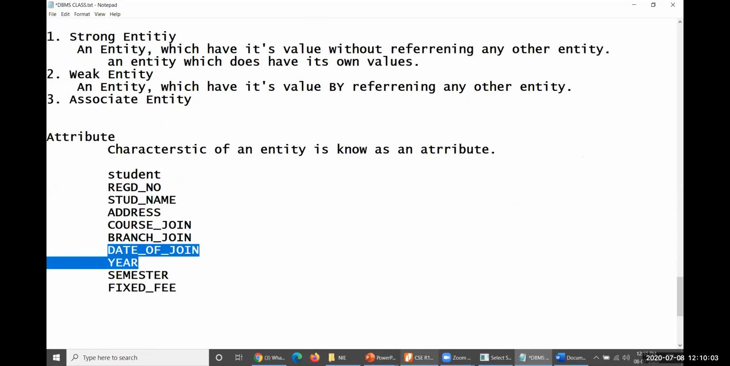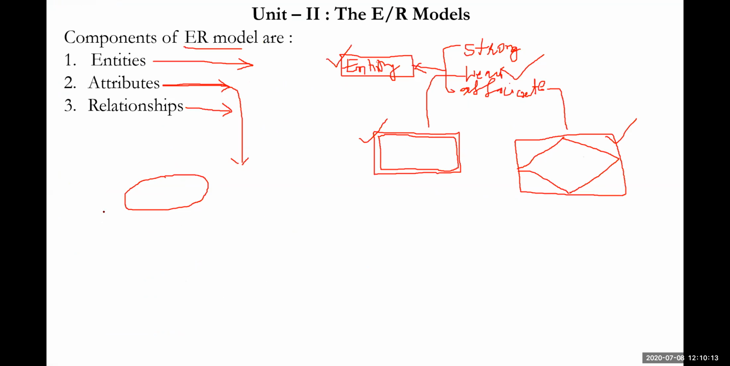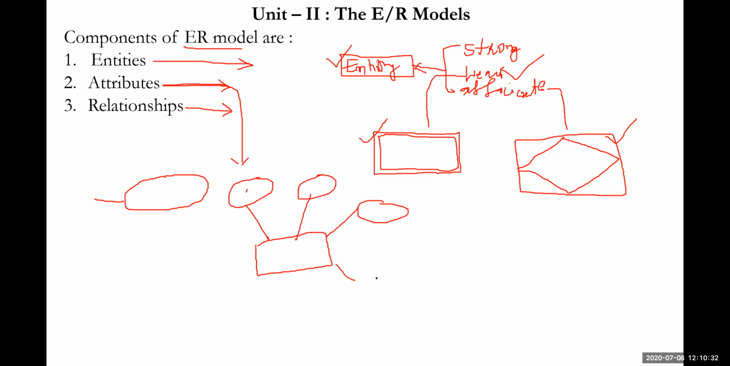Then how could you represent this characteristic in an entity relationship diagram? An attribute could be represented with an oval shape, something like this. It could be associated with one entity. If you take one particular entity, it has one attribute, attribute 1, attribute 2 and attribute 3, something like this. In this way, you have to represent several attributes for one particular entity: one characteristic, second, third, fourth, fifth, and so on.